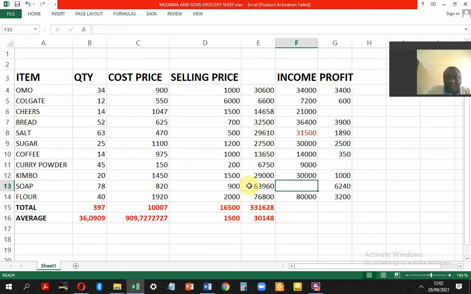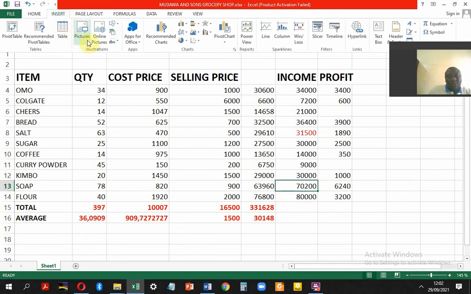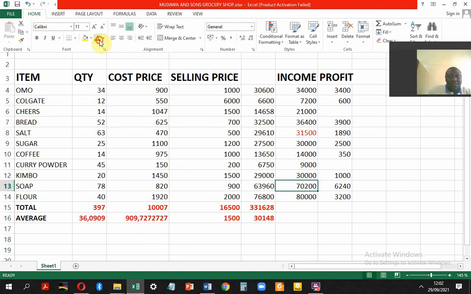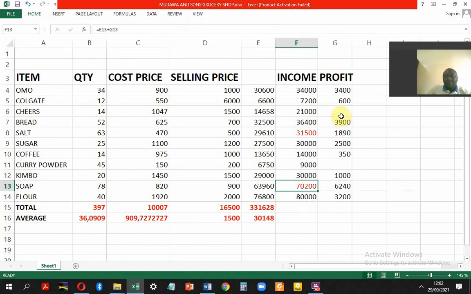To get this, you add this plus that. So again, equal sign this, plus this one here, then we get the answer. So this answer also we make it red, taking it out of the ones that are not in red. So now we are getting the profit of this one.